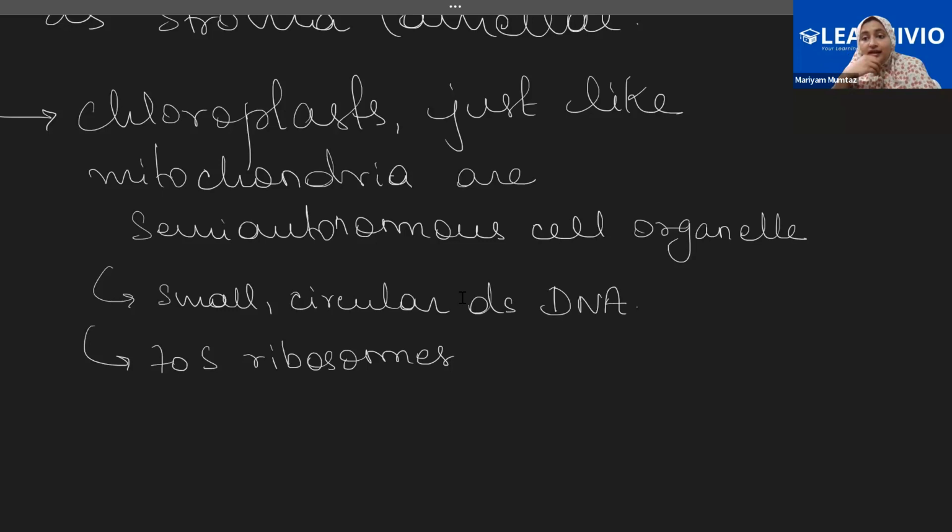Like, what is a Zwitter ion? The amino acid can exist as a negatively charged and a positively charged molecule together, right? NH2 gives the positive charge and COOH gives the negative charge. So because of it, it becomes a Zwitter ion, right? Okay, what else apart from this?